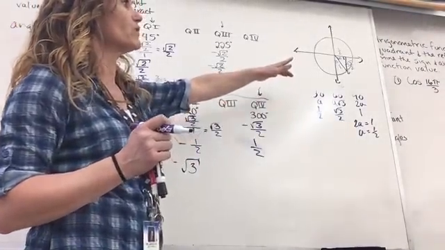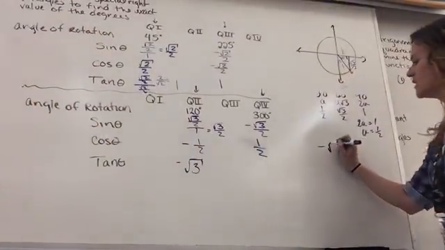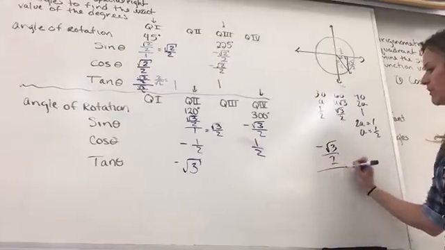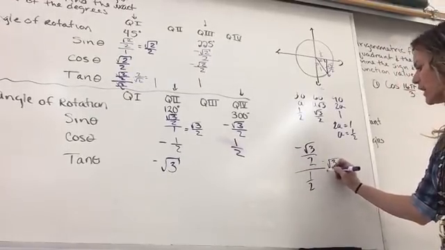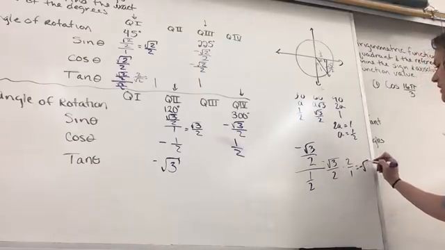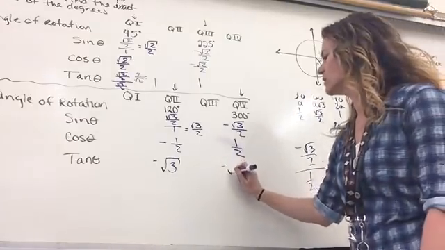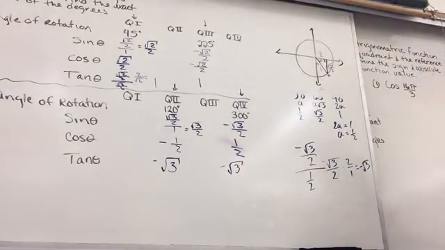And then we have the tangent, which is the opposite divided by the adjacent. So negative square root of 3 over 2 divided by 1/2. Remember, we don't divide fractions, we multiply by the reciprocal. So I still get a negative square root of 3. So that part is done.